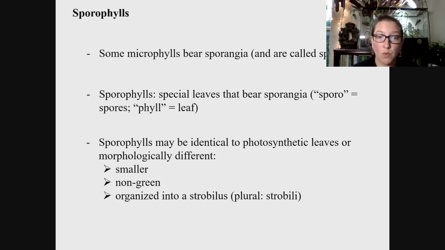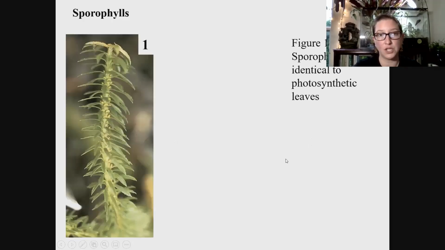Other times, the sporophylls are a little different looking in that they're smaller, not green, and arranged into a structure, a new structure for us, which is strobilus, and the plural is strobili. This is another term that, even though right now it might seem scary, we're going to encounter a lot of times today. So you'll have a lot of repetition.